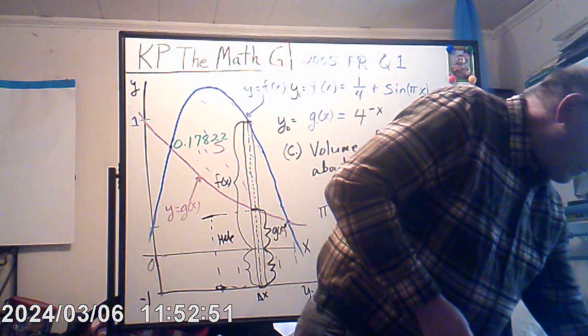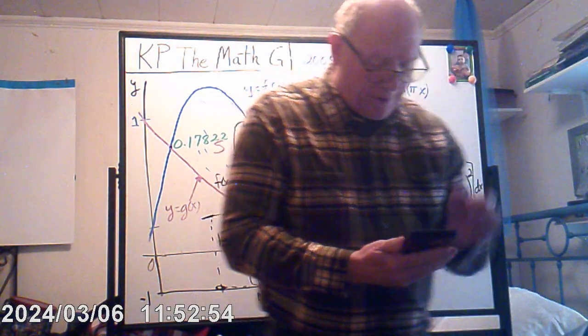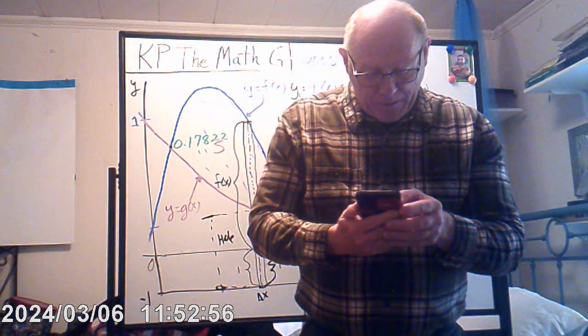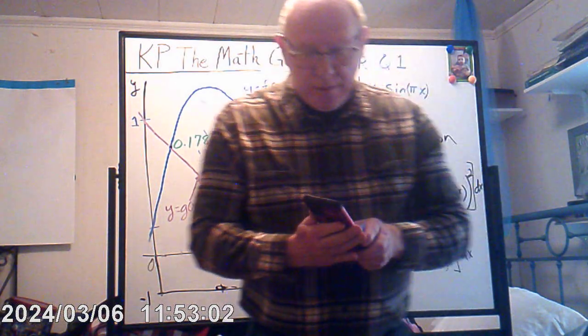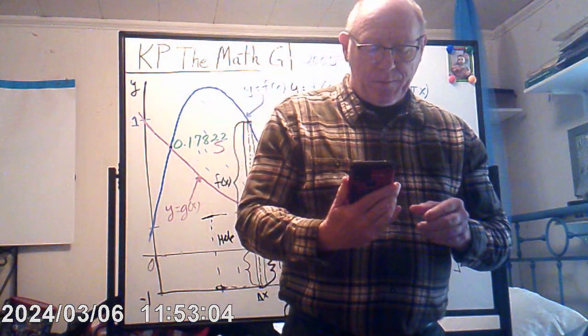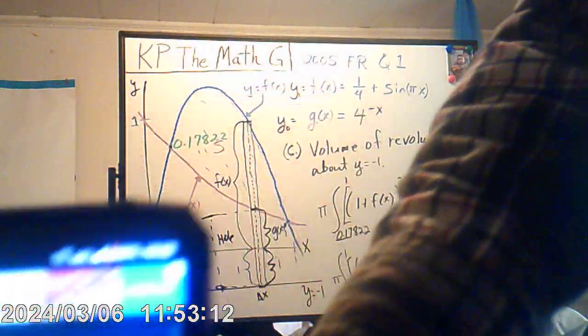Well, I don't have them in that. Let me show you what I've got on my phone here. I've got them in opposite order on the calculator. I think I've already shown you this, but I'll show it again as best as I can. The 4 to the negative x is the top one, and the bottom one, the second one, is 0.25 plus sine pi x.